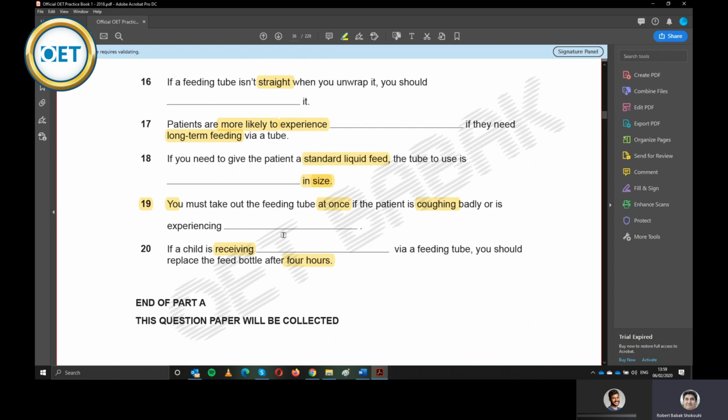If a child is receiving what? You should replace the bottle every 4 hours. So that was expressed breast milk. Basically, and it's always, if you write milk, it's wrong. Okay? This is important. You use the nouns with adjectives if they have adjectives. So if you write breast milk, it is okay. Expressed breast milk is absolutely fine.